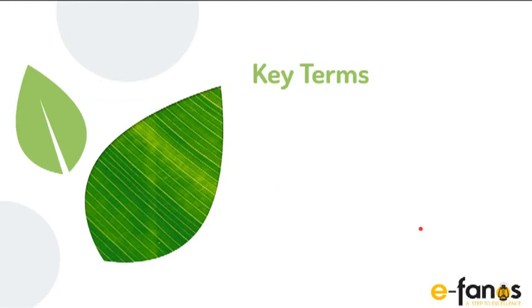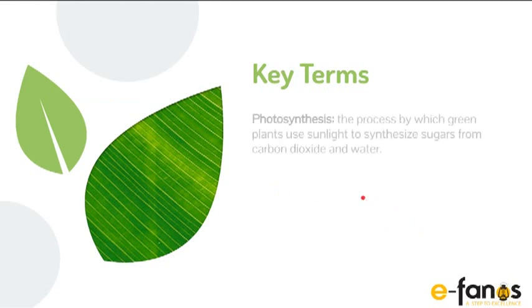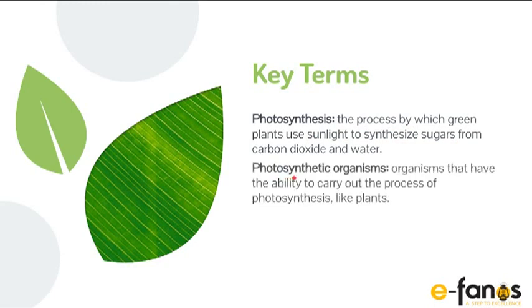It's time for a few key terms. First one is photosynthesis, and you can define it as the process by which green plants use sunlight to synthesize sugars from carbon dioxide and water. Photosynthetic organisms are things like plants or algae, and they have the ability to carry out the process of photosynthesis. So things like animals and insects cannot photosynthesize. They're not photosynthetic organisms. They have to be plants or algae to do that.